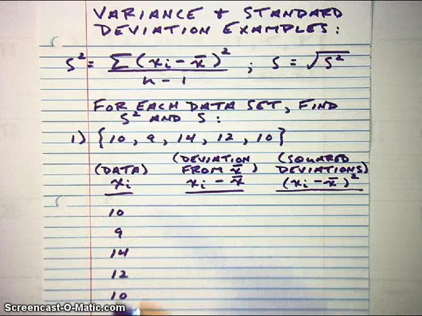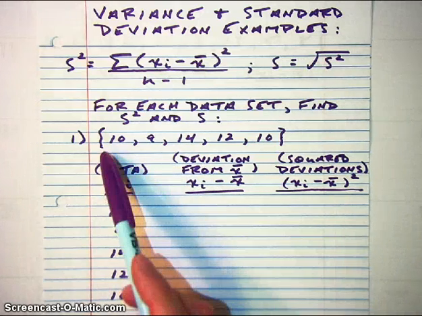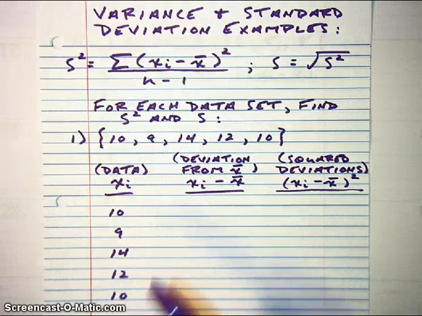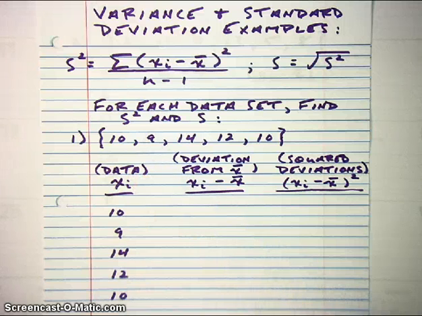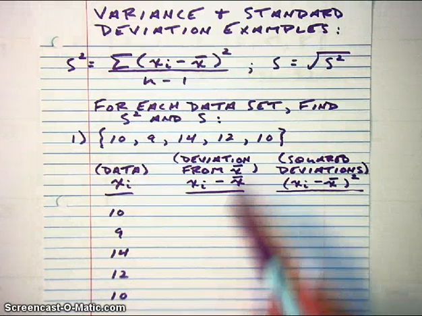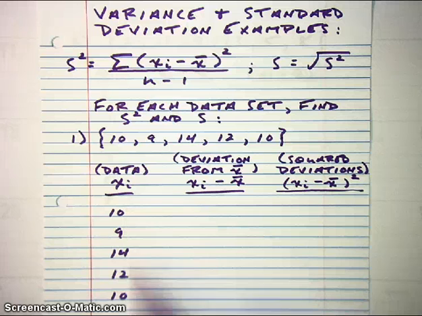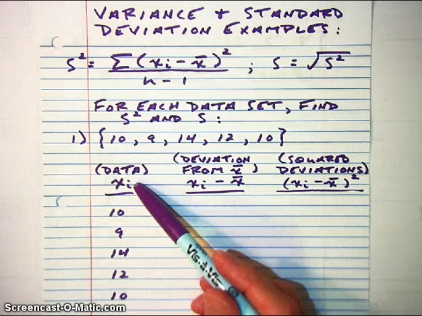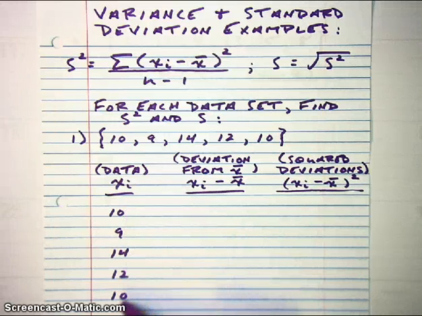Okay, we're going to do three examples. We're going to start with this data set, 10, 9, 14, 12, and 10, and we're going to find the variance and the standard deviation for that set of data. Now, the first thing you want to do is make a little table. Put your data in one column. These are the x sub i's: 10, 9, 14, 12, 10.